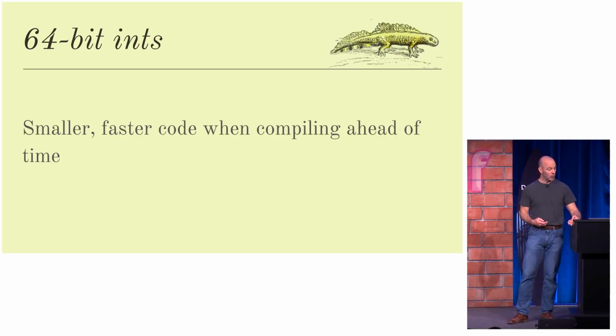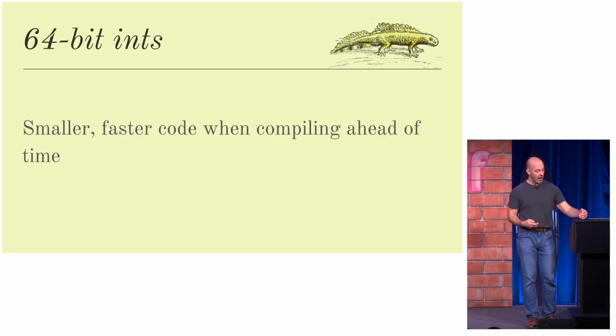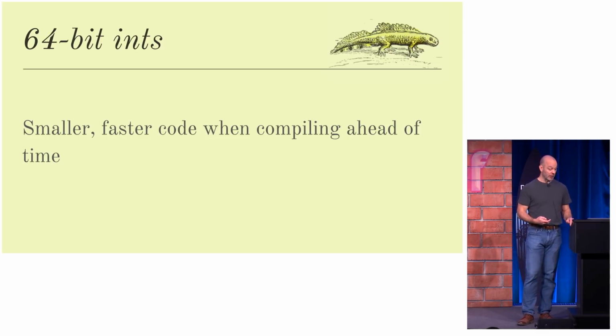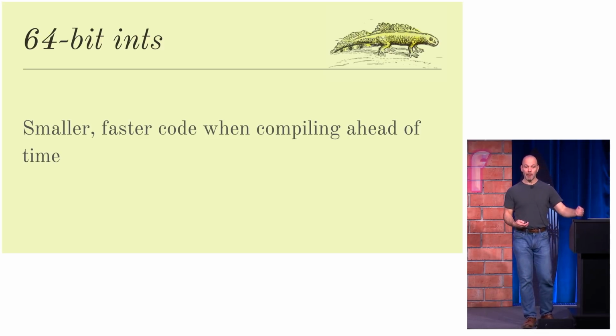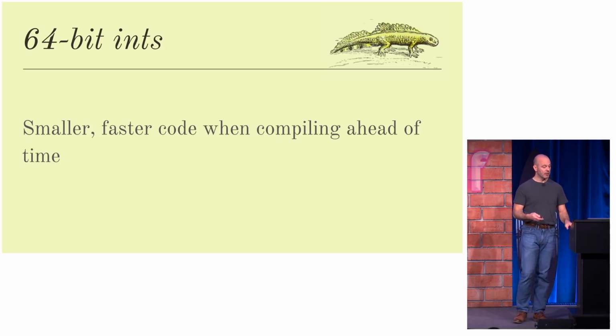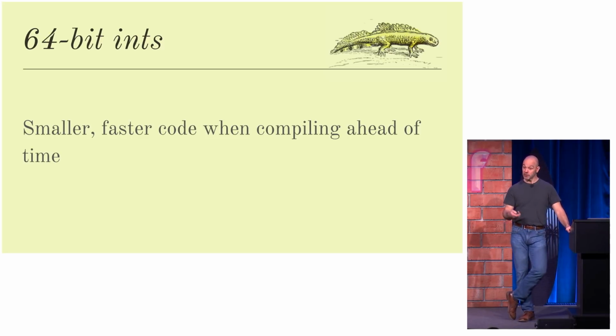So Dart 2 will have on native a default integer type of 64 bits only, and they will not overflow into big ints. This means we are able to ship smaller, faster code. So that's a benefit to our end users, but that's a big change for the language. It's not something that comes up very often, but it is something you need to be aware of as developers when you're working with Dart.